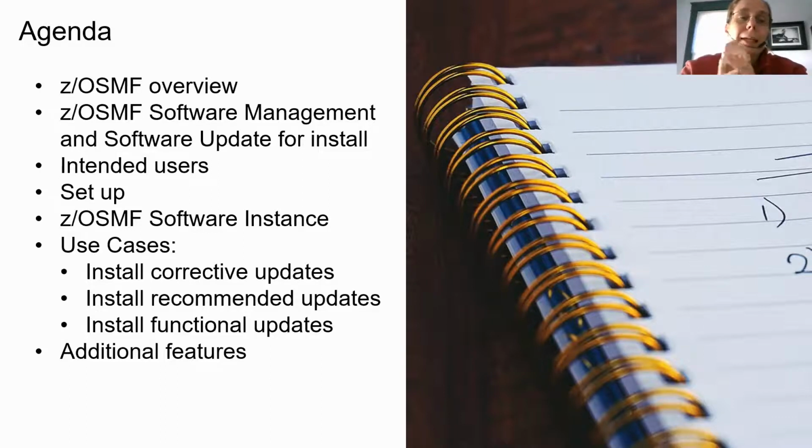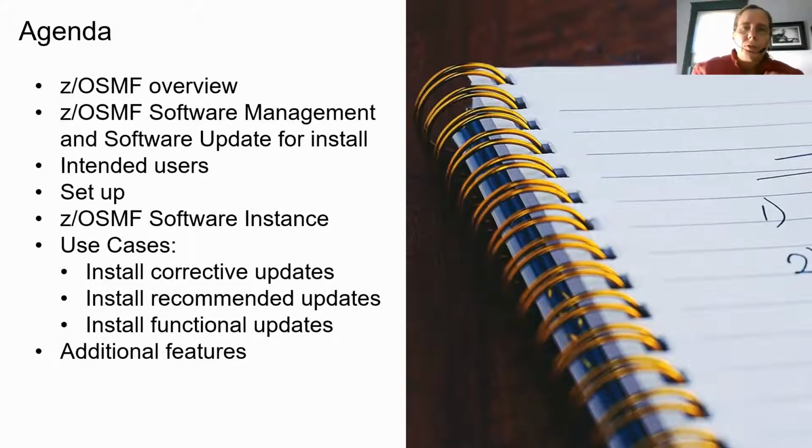We'll talk a little bit about how to set up for zOSMF software management. Software update occurs on a software instance, so we will talk very briefly about what a software instance is. If you went to the previous session on how to install a product with zOSMF, you should already know what a software instance is, so I won't spend too much time on that. The use cases we have for installing SYSMODs with the browser with zOSMF are corrective, recommended, and functional. I want to make sure that we go through each one of those scenarios.